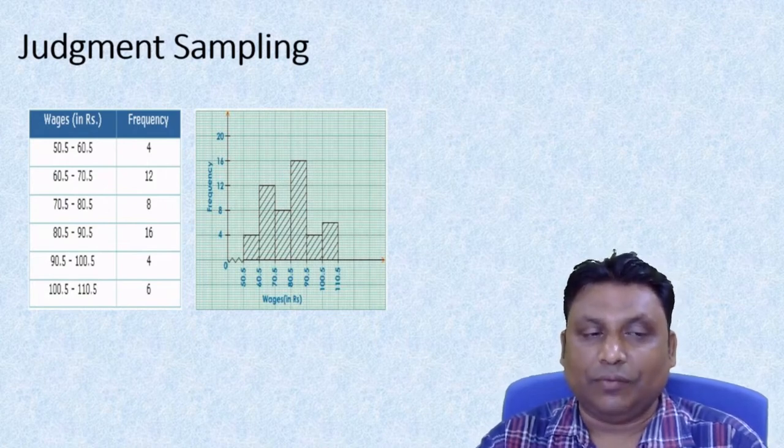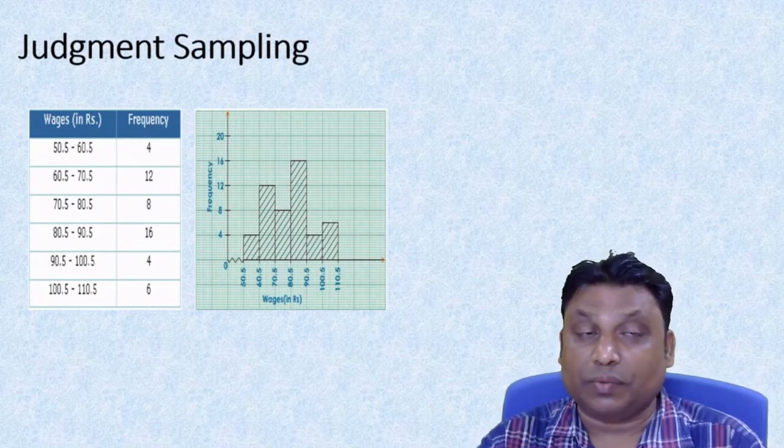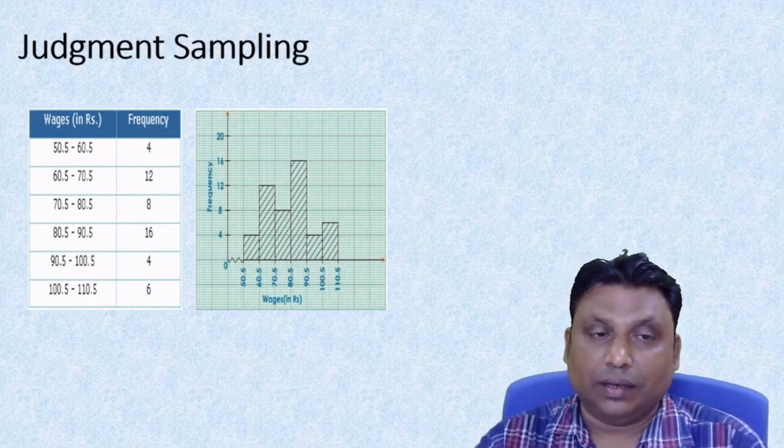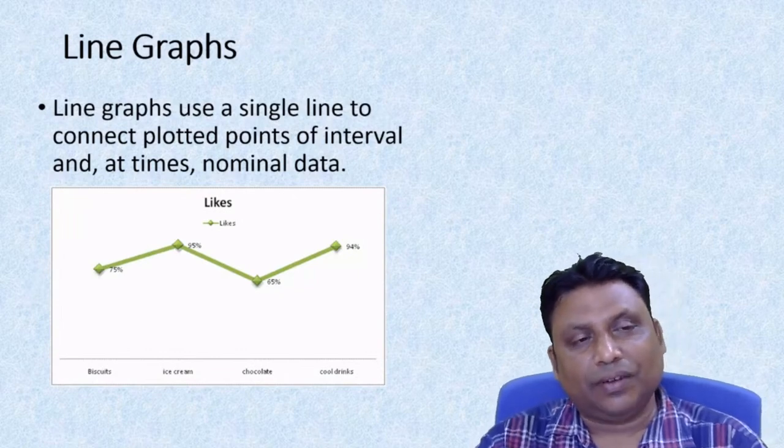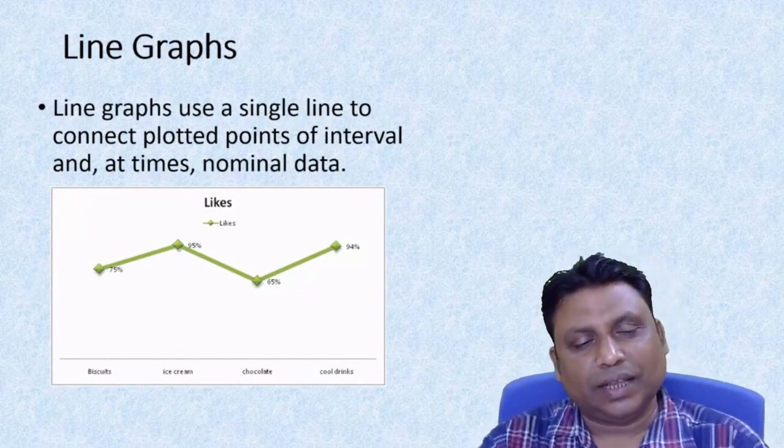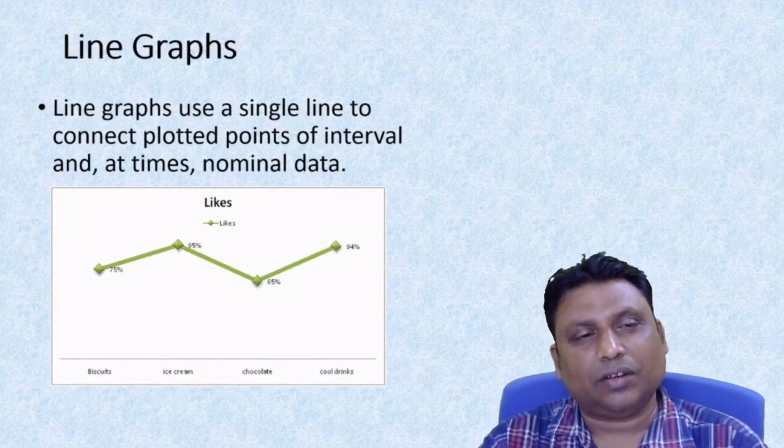Yes or no? And the fourth one is, suppose you are taking 60.5 to 80.5, then it should start from 80.5. Then this type of diagram is called the histogram. Then another one is the line graph. Line graph, all of you know that on the axis you take the points and add each point to make a line. This is called the line graph.